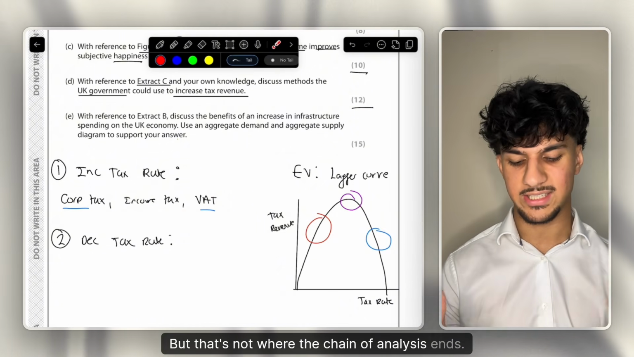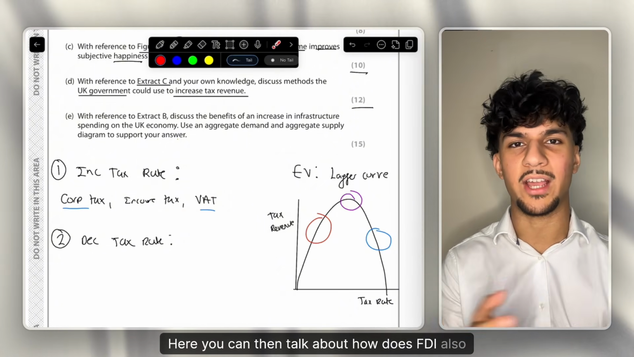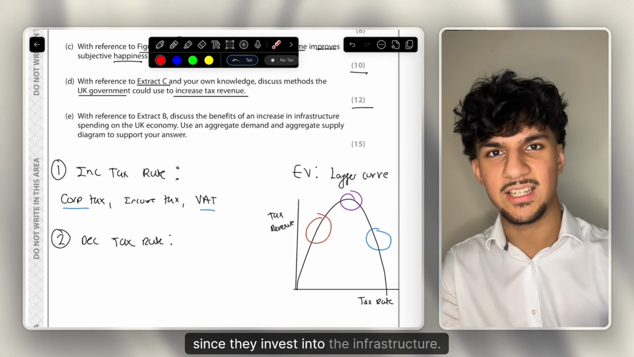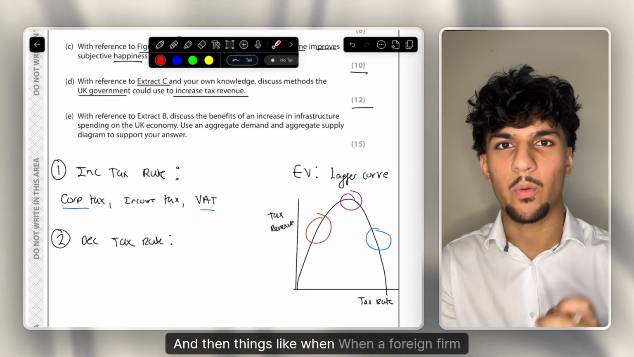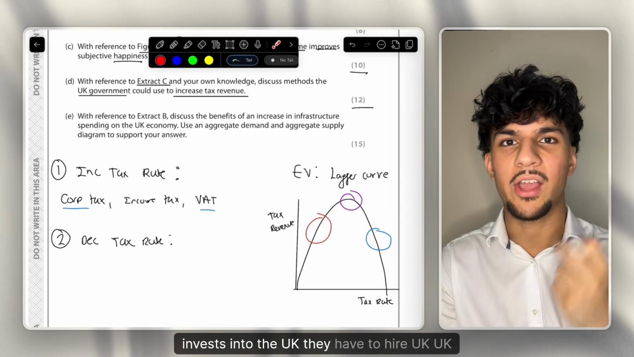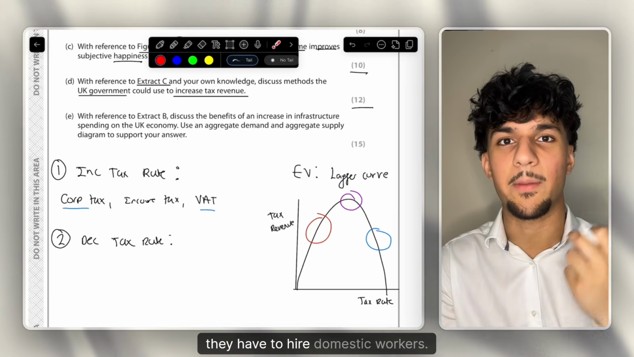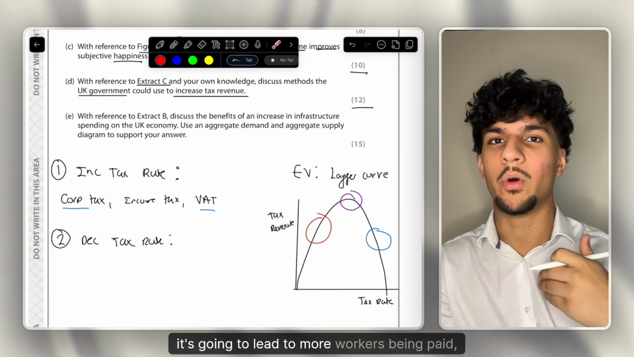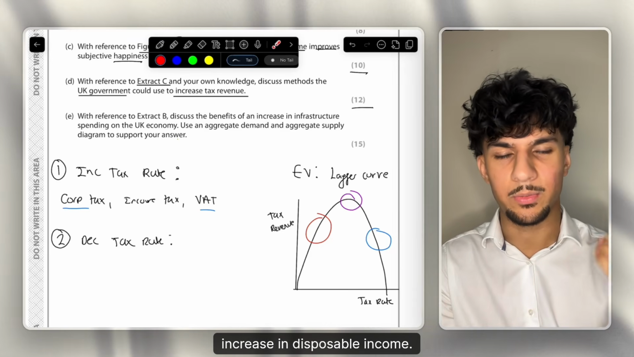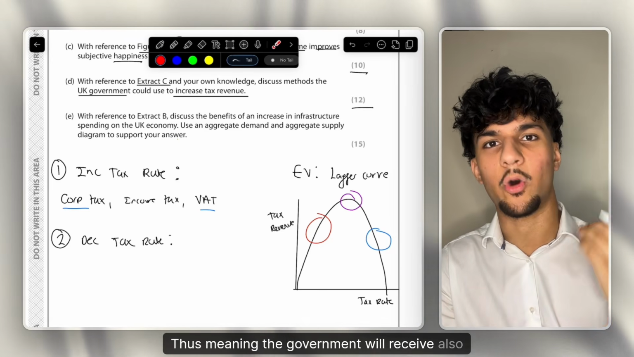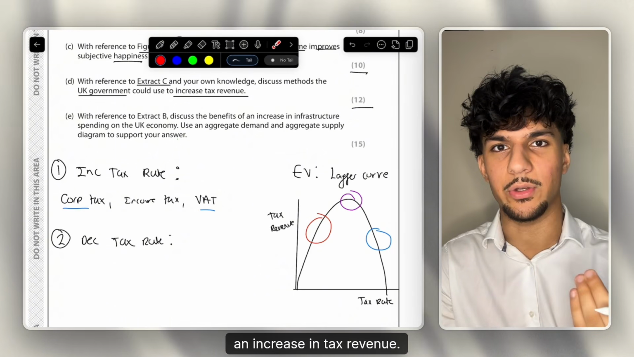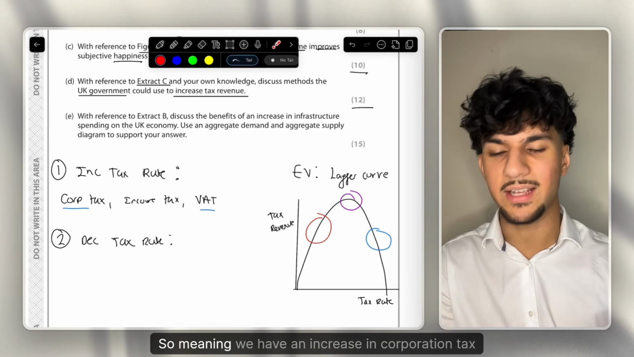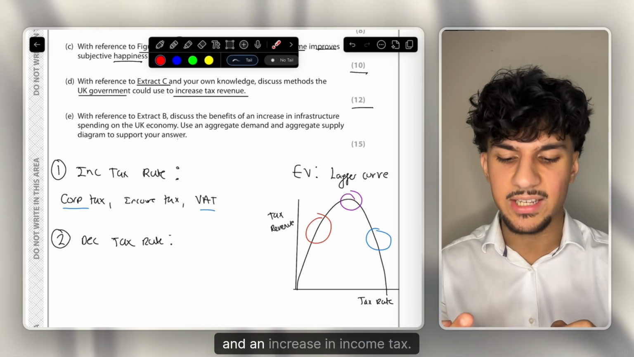But that's not where the chain of analysis ends. You can then talk about how FDI also affects a country. It's going to lead to improvements in infrastructure, since they invest into the infrastructure. And then when a foreign firm invests into the UK, they have to hire UK workers. They have to hire domestic workers. Thus, it's going to lead to more workers being paid, an increase in disposable income, meaning the government will also receive an increase in income tax revenue. So we have an increase in corporation tax and an increase in income tax.